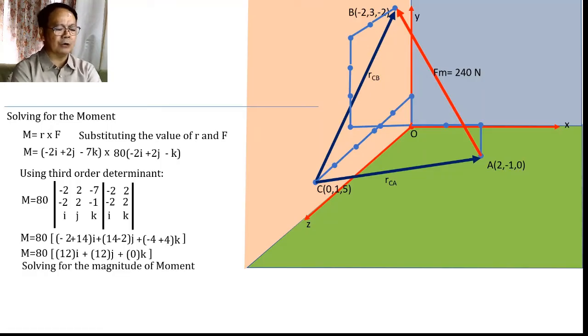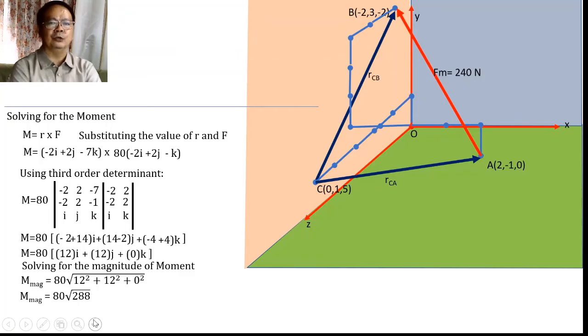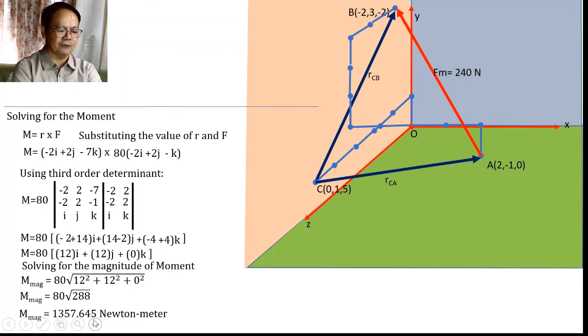So we can now solve for the magnitude of the moment by taking the square root of the sum of the squares of each component. That is equal to 80 times the square root of 12 squared, plus 12 squared, plus 0 squared. And so you shall have here the magnitude of the moment equal to 80 times the square root of 288. When we simplify, that is equivalent to 1357.645 Newton meter.